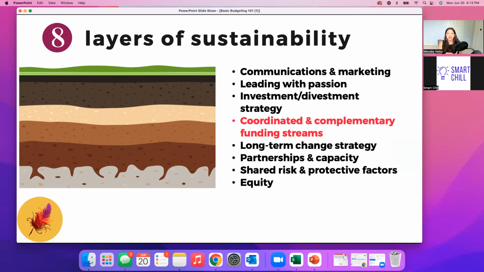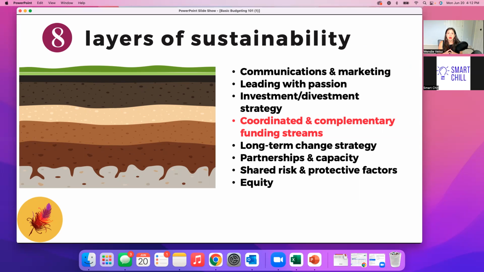When we're doing leadership and development with our boards or our staff, we need to have a budget to do those kinds of things. When we're investing in programs that work and divesting in strategies that don't work, we need to understand where our money is going. And as we're creating long-term change, we need to understand how much money we need to create that change. Of course, we have partnerships and opportunities to leverage additional funding streams, so that's always important as well.